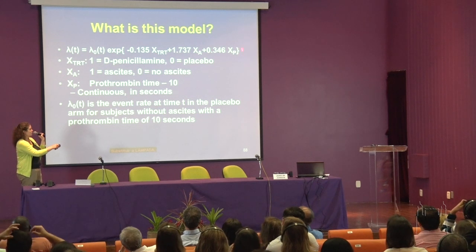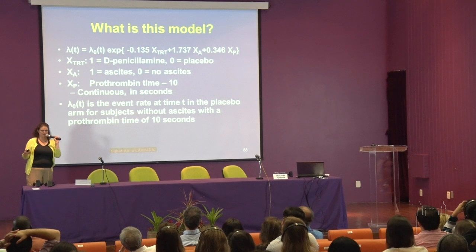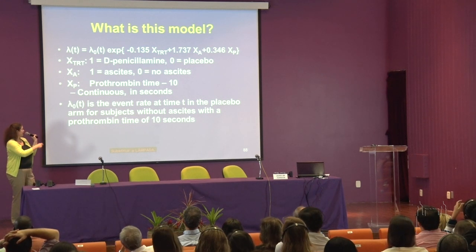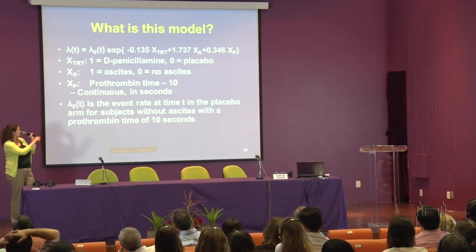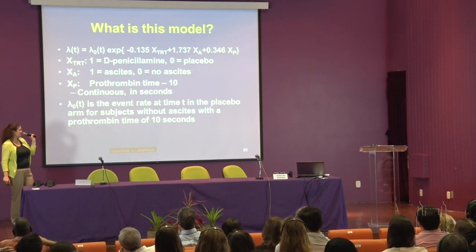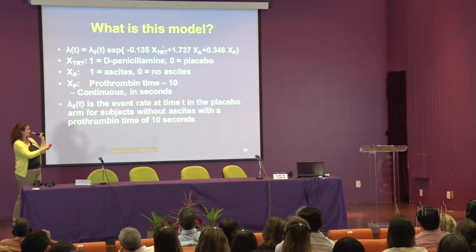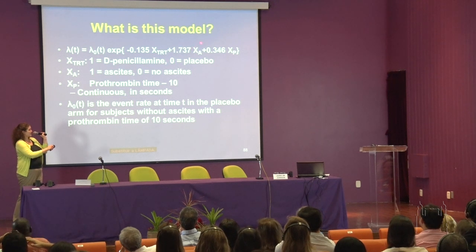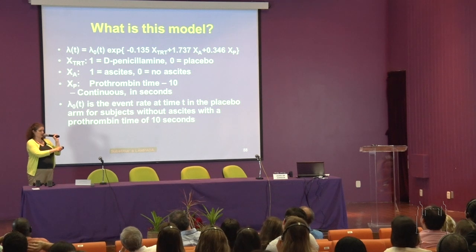And X of P will be 0 if you have a prothrombin time of 10, but it's basically your prothrombin time in seconds. And this lets me interpret the baseline hazard. So the baseline hazard is the event rate at time T in the placebo arm, so when X is 0, for subjects without ascites, so when that X is 0, and the prothrombin time of 10 seconds when the other X is 0.